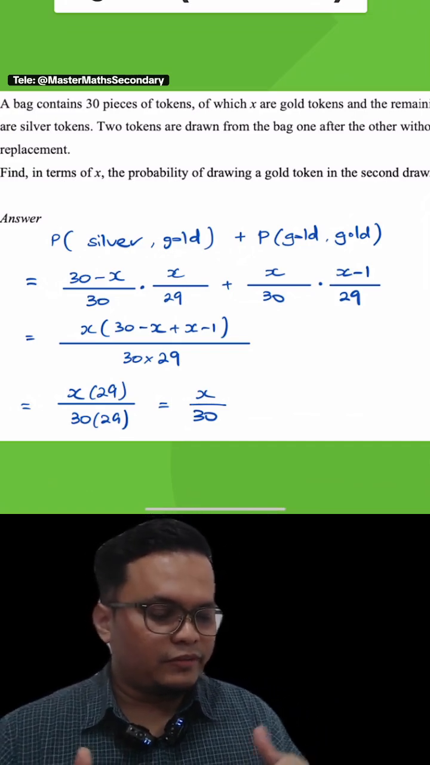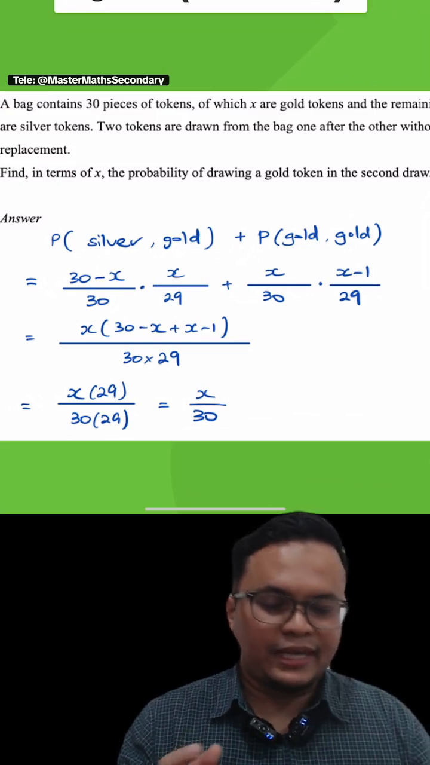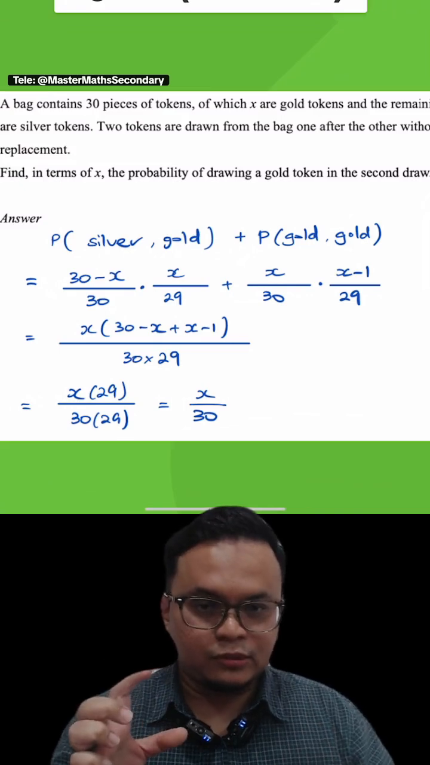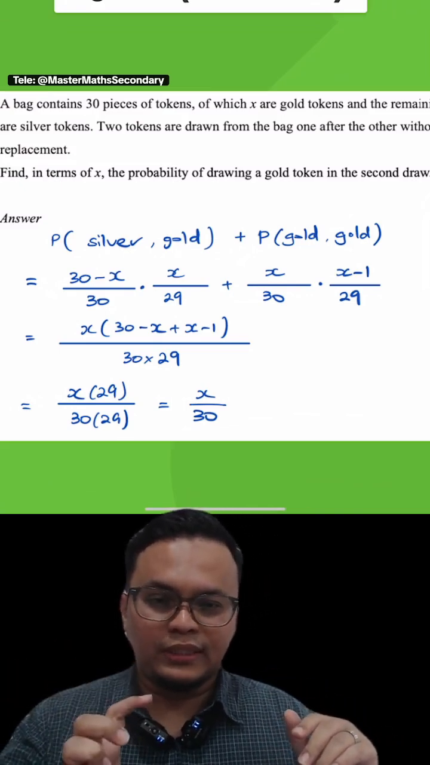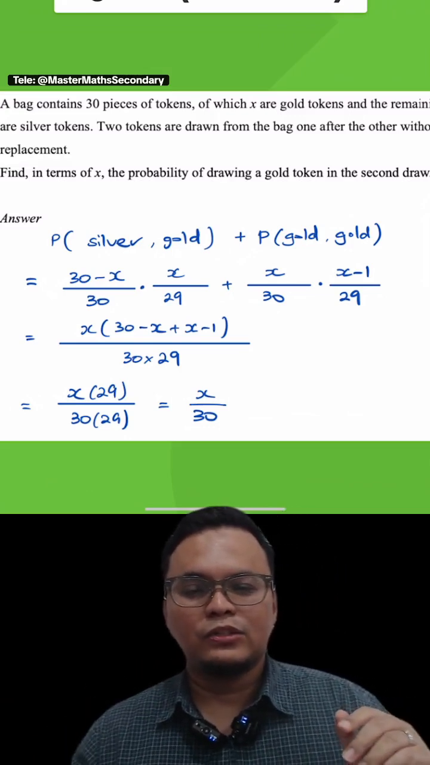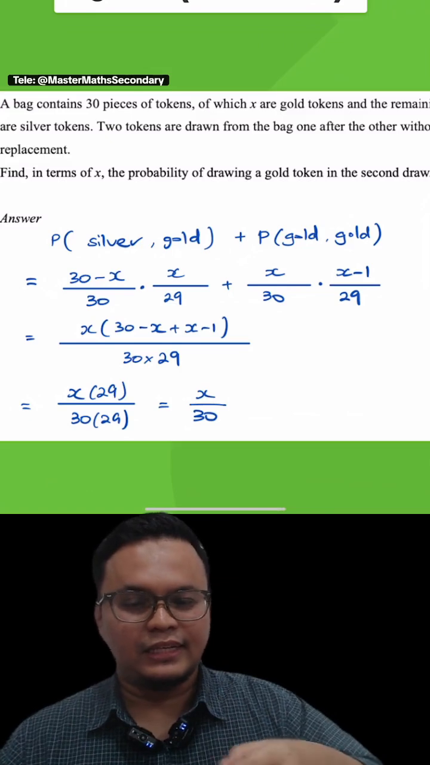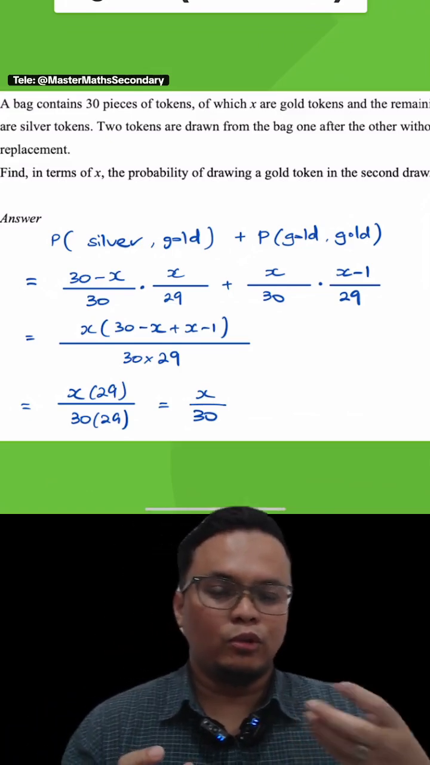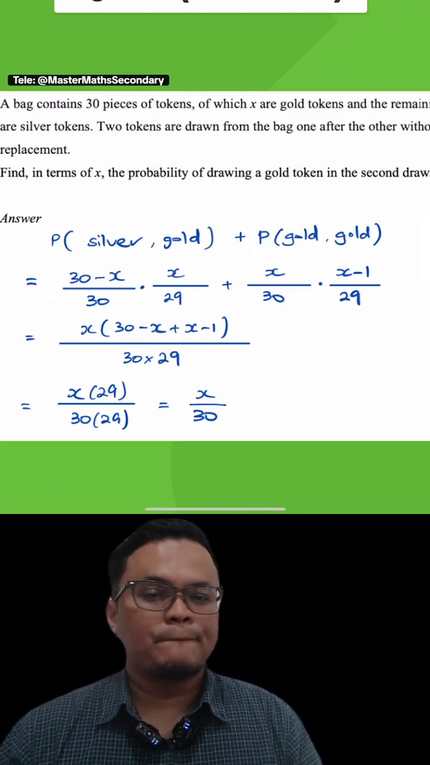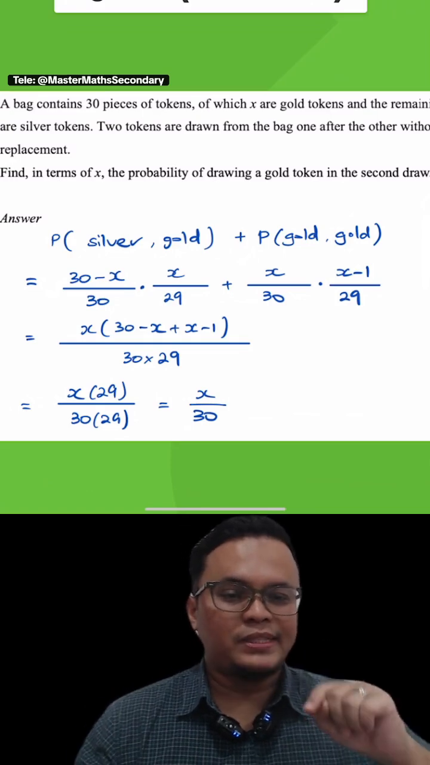Moving on to the second possible case, whereby you have gold and gold, x over 30, I think that one is understood. The x minus 1 over 29 is because you have already chosen a gold token from your first pick. So the numbers are going to get affected. In your second pick, there will be one gold token less, and the total number of tokens will also be affected. The dot there represents a times, by the way.